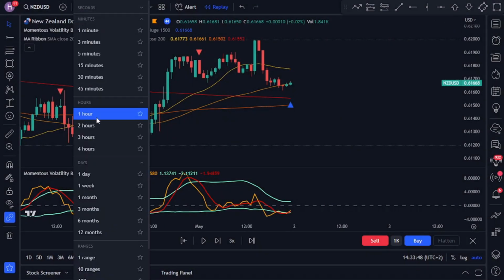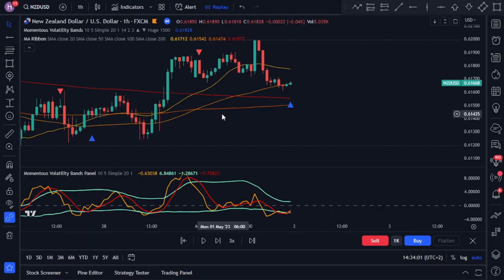However, this time it is going to be on the hourly time frame. Because of the versatility of the Momentous Volatility Bands, you can easily use it on any time frame and instrument, meaning you can identify as many trade setups as you like. From price action, we can observe that we have crossed above the 200 moving average, meaning again we should only be looking for buy trades as we are in an uptrend. Additionally, price has formed a triple top, and now the indicator is giving us a buy signal.